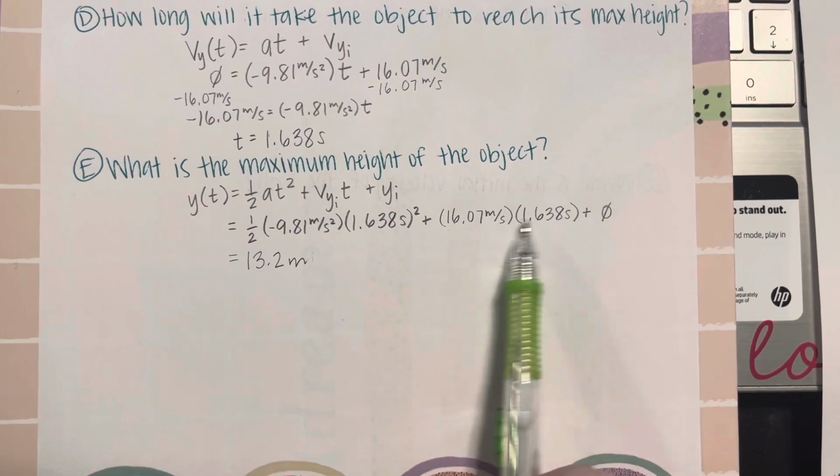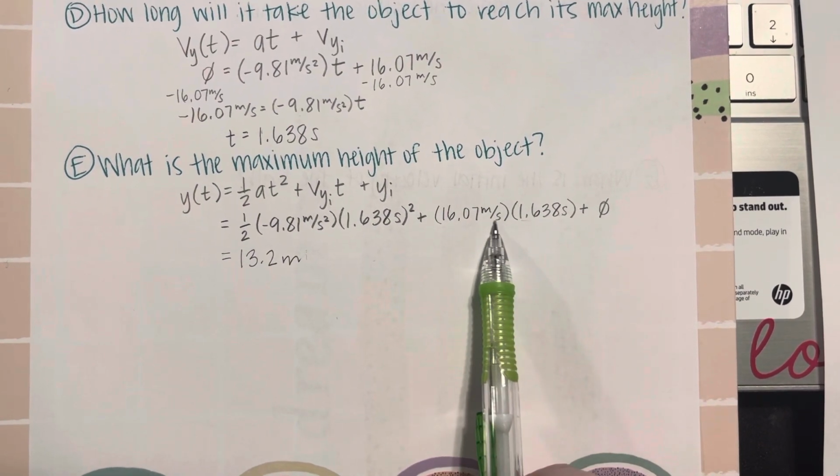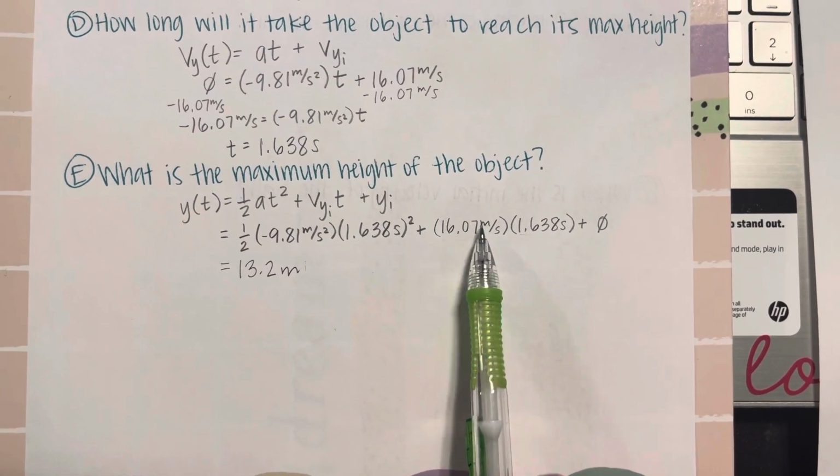Okay, or if it's easier for you to see here, meters per second times second. So this second is on the bottom, this one's on the top. Those cancel and you're left with just meters.